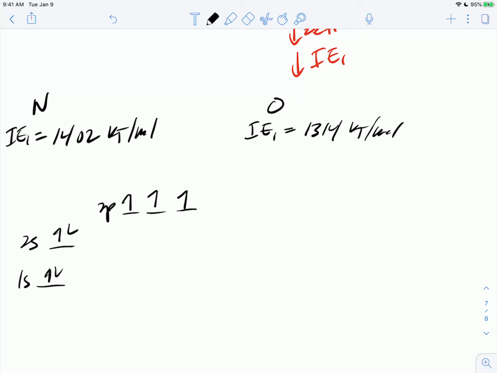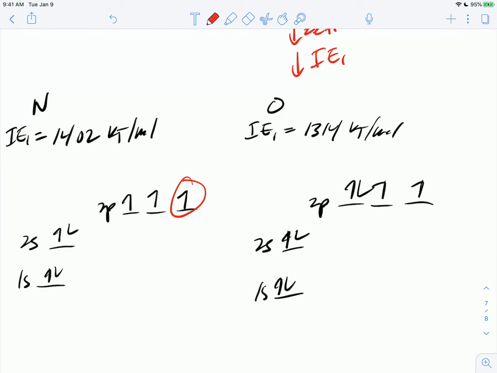Okay, and so for oxygen, it's going to look similar. 1s is filled, 2s is filled, and 2p has one more electron. So 1, 2, 3, and 4. So if you look at the first ionization energy, it doesn't matter which one of these we grab, they're all degenerate. So this is IE1 for nitrogen, and for oxygen we're going to pull the paired one. That's the easiest to remove.